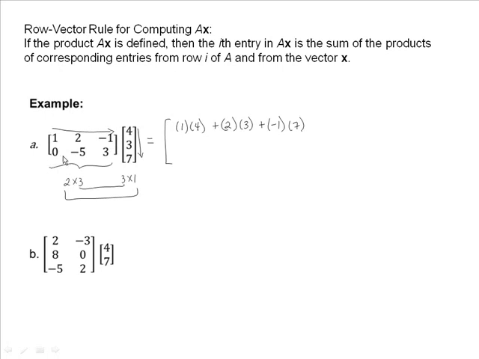And then we'll do the same thing. We're going to go across my second row and down my vector. So I'm going to have 0 times 4 plus -5 times 3 plus 3 times 7. And then we just need to do this arithmetic. So I have 4 plus 6 plus a -7, and we'll get 3. And then I have 0 plus a -15 plus 21, and so we'll get 6. And now, for example B, I want you guys to do this one on your own, and we'll talk about it in class.